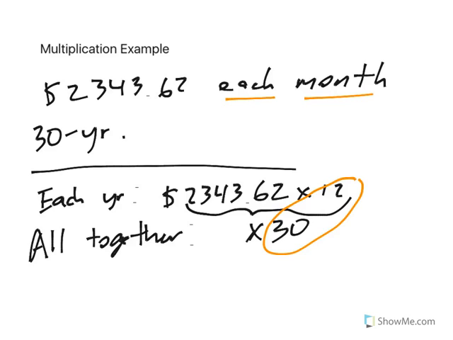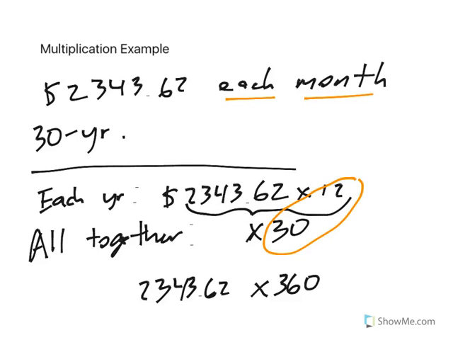You could say, okay, 12 times 30. Well, 12 times 3 is 36. Tack on another 0, and that's 360. That's okay to do in your head. But this 2343.62, that's a little bit too much to do. So you take your calculator out and crank it out.